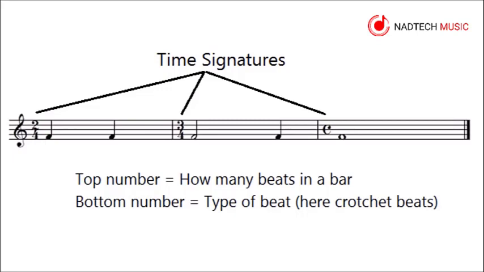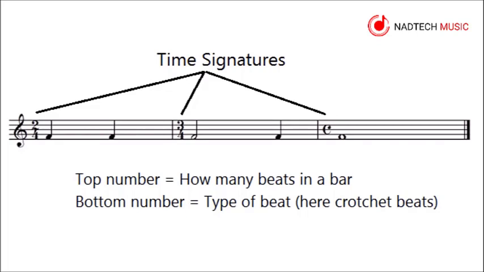For example, in the first bar there is a time signature of 2/4. This means that there are 2 beats in a bar and the beats are crotchets. Or put more simply, there are 2 crotchet beats in a bar. The second bar has a time signature of 3/4, meaning 3 crotchet beats in a bar.